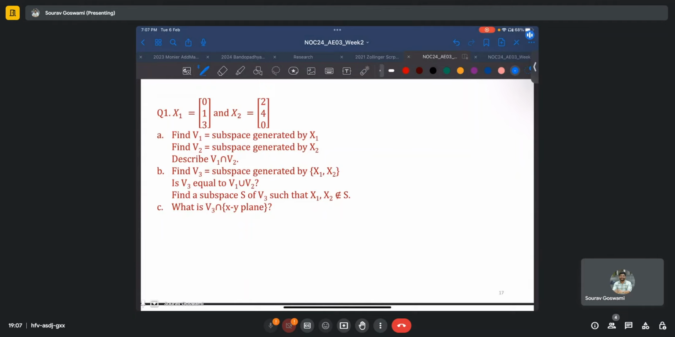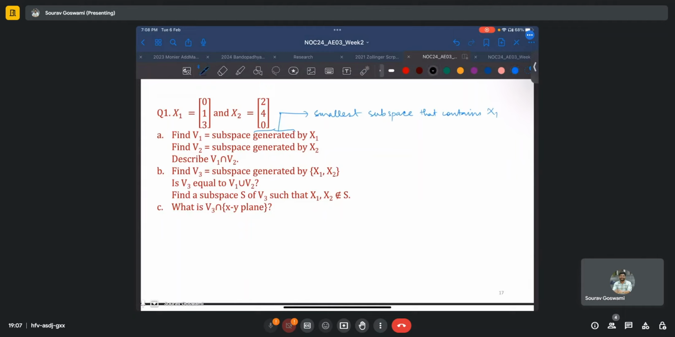One disclaimer: when the question says generated, it means the smallest subspace that contains x1. Similarly for x2, the subspace generated by x2 is the smallest subspace which contains it. Again, when it's a subspace, it has to obey the qualifying criteria or the properties of a subspace.